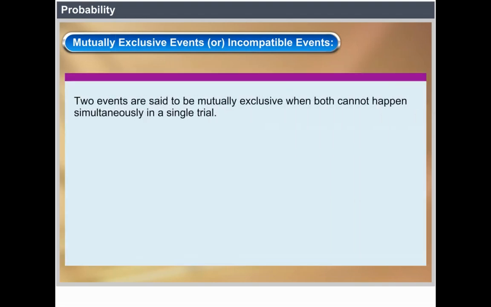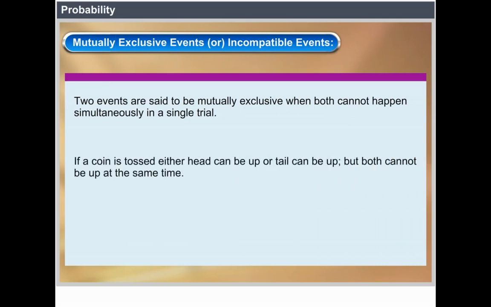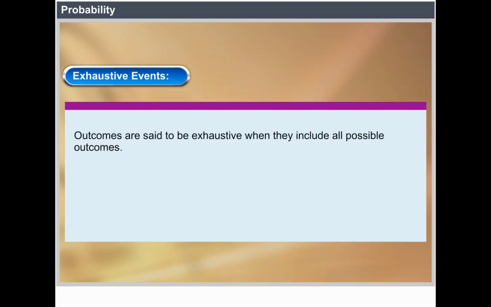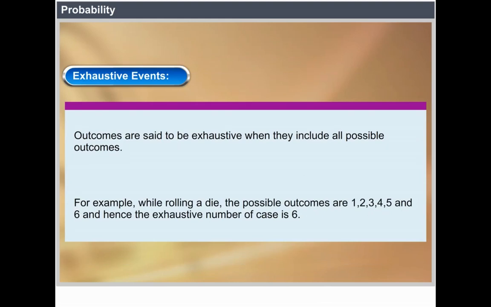Mutually exclusive events are incompatible events. Two events are said to be mutually exclusive when both cannot happen simultaneously in a single trial. If a coin is tossed, either head can be up or tail can be up, but both cannot be up at the same time. Thus, in tossing of a coin, the events head and tail are mutually exclusive events. Similarly, in rolling of a die, occurrence of faces numbered 1, 2, 3, 4, 5 and 6 are mutually exclusive. Exhaustive events. Outcomes are said to be exhaustive when they include all possible outcomes. For example, while rolling a die, the possible outcomes are 1, 2, 3, 4, 5 and 6, and hence the exhaustive number of cases is 6.